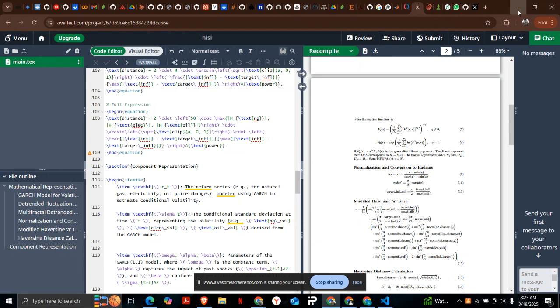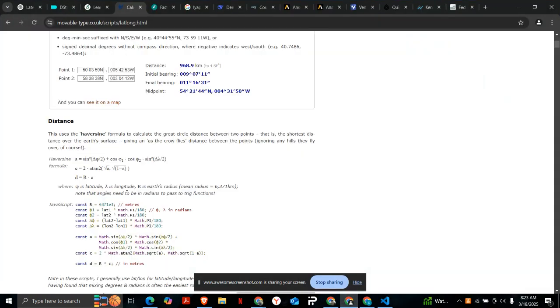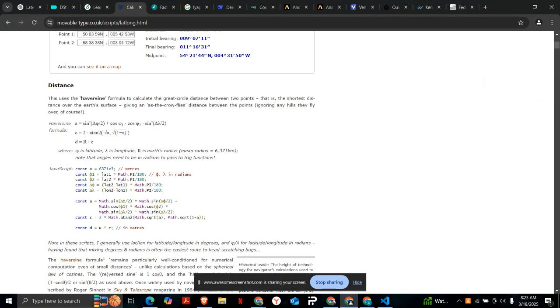Let me just show you the Haversine formula and how it looks. Okay, where is it? There you go. Normally the Haversine formula looks like this. Here we have A, which is normally calculated as the sine squared of the change in latitude over 2, plus the cosine of latitude 1 times the cosine of latitude 2 multiplied by the sine squared of the change in longitude. Basically, you're normally given the longitude and latitude values.